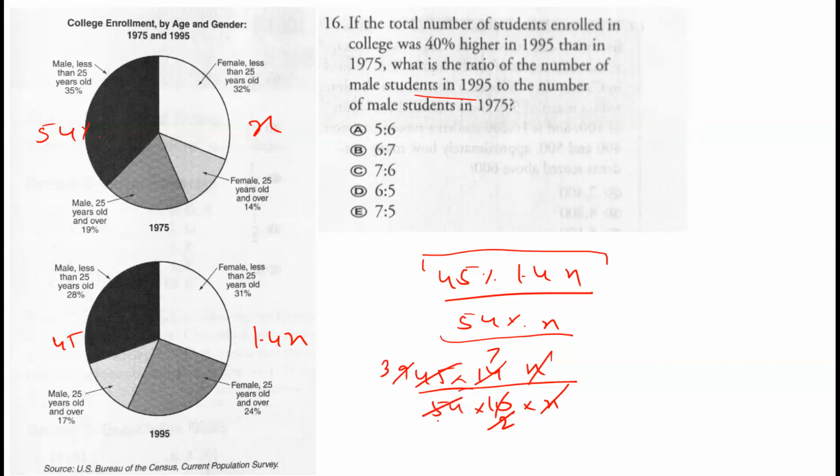54 divided by 3 is 18. 3 1s are 3, 3 6s are 18. So we get 7 upon 6. Hence option C is correct. 7 is to 6.